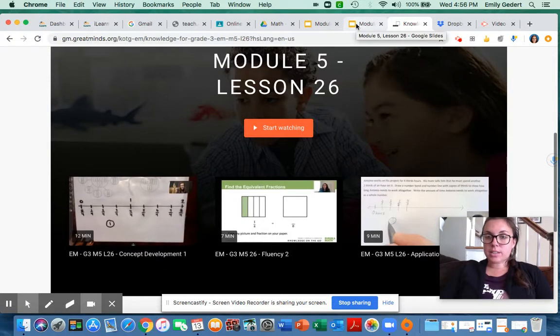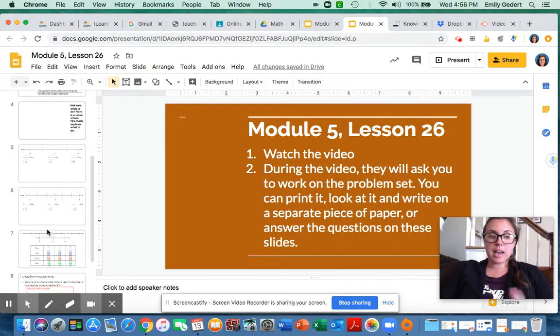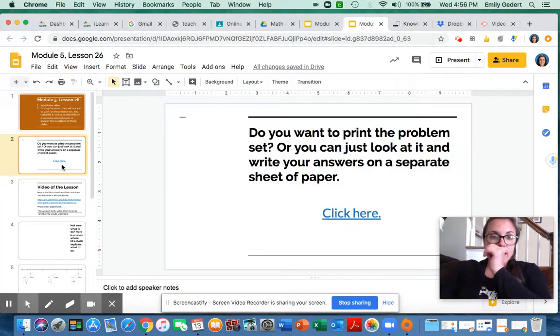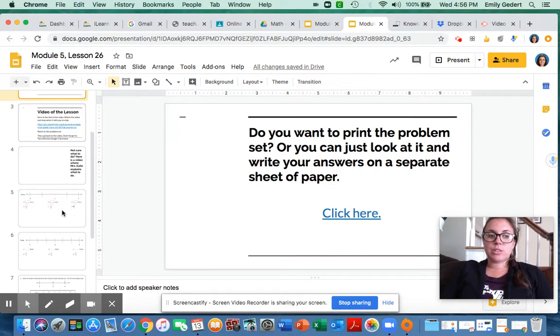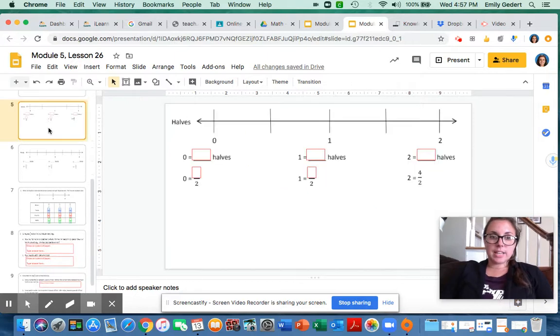I'm here not to explain how to do the math, but to explain how to solve the problems on this problem set. So again, if you don't want to do it on the computer, you can click the link on slide 2, and this will take you to the problem set. And you can write it on a piece of paper or print it off and answer the questions there. So let's get into how we're going to answer those questions.